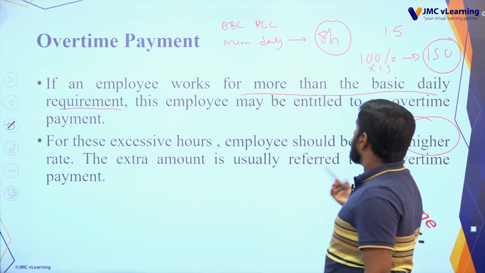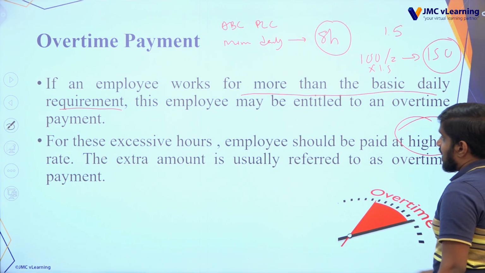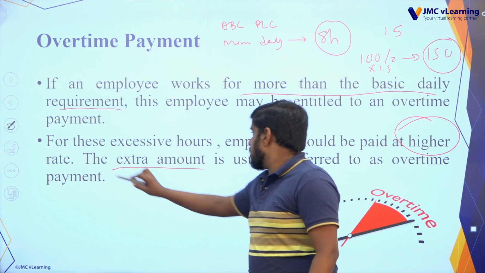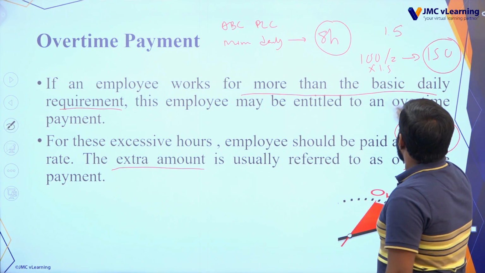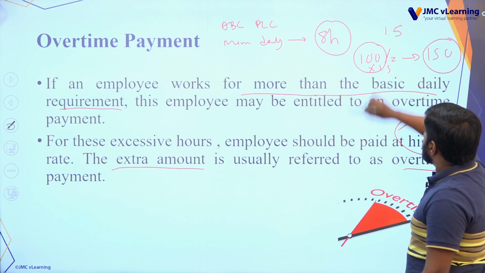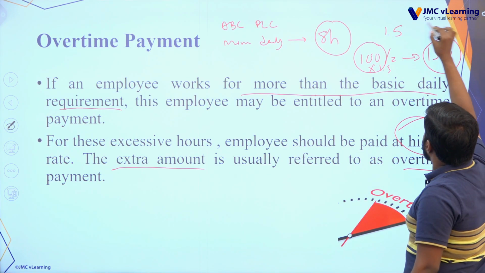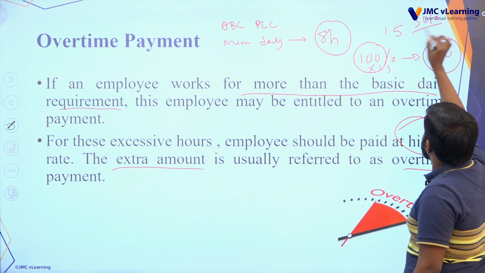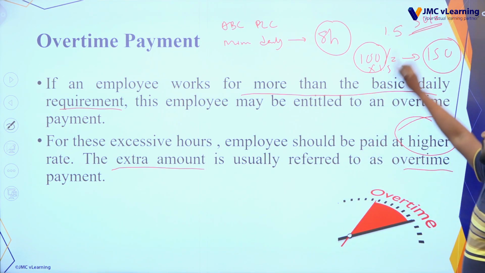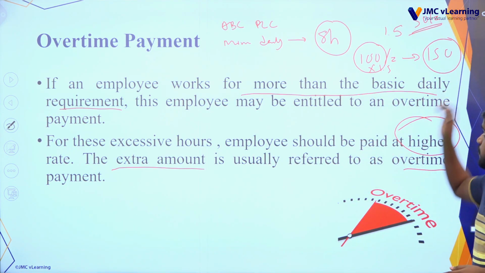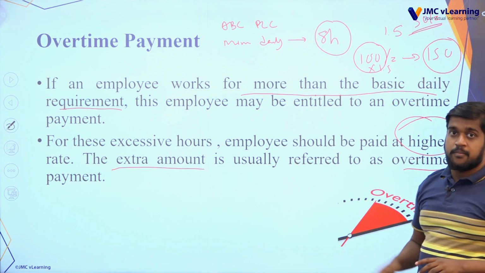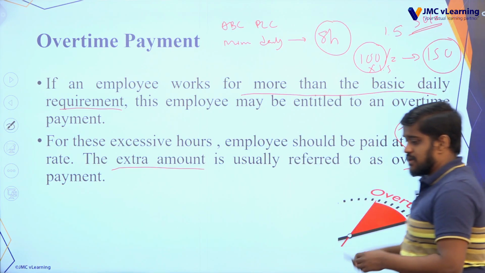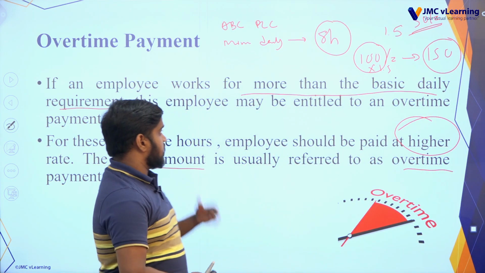The extra amount is usually referred to as overtime payment. That means normally we pay 100, then we additionally pay how much? Additionally we pay 50 rupees. Then we can say this 50 rupees is overtime payment. Then we have an example. Let's see how we can calculate this overtime payment.